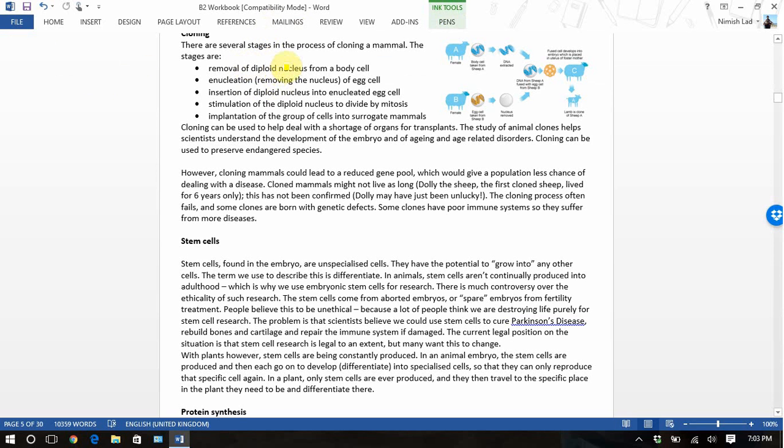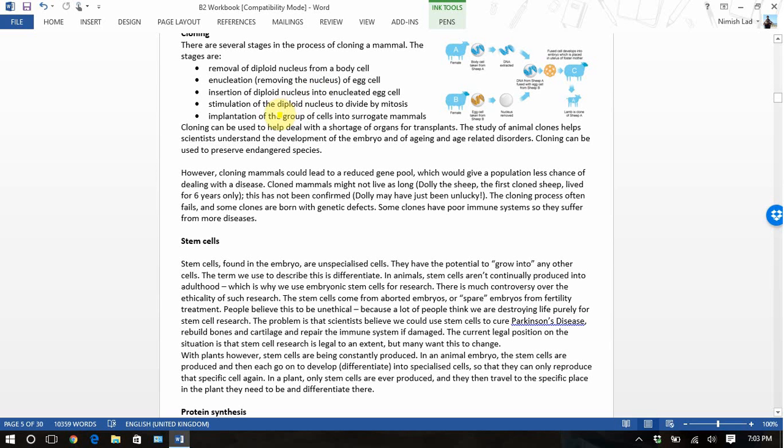You remove the nucleus of an egg cell, enucleation. So you're removing the nucleus from an egg cell. You insert the nucleus you got from the body cell into the enucleated egg cell. So where there was that gap, they're now putting in the nucleus from the body cell. You stimulate that cell to make it divide by mitosis, and then you implant that into surrogate mammals.